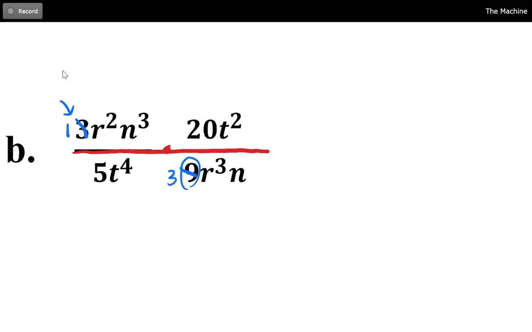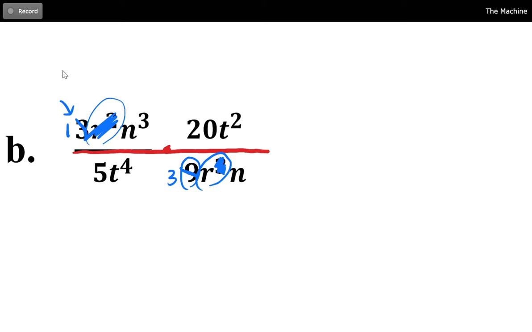Now I'm going to move on to the r squared. Do I have any r's on the bottom? Yes, I do. I've got an r cubed right there, and there's more on the bottom. So all of these are going to cancel, leaving me just one of those. Notice I didn't write the 1, it's just there. It doesn't have an exponent. When it doesn't have an exponent, it's 1.